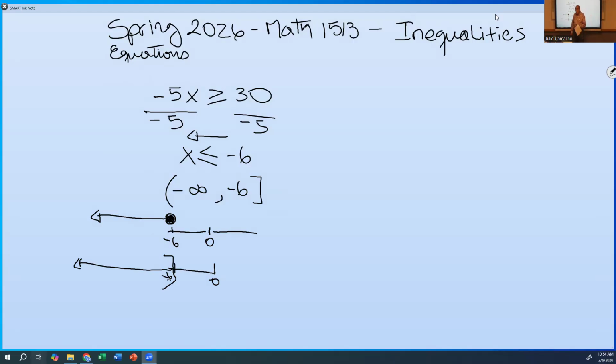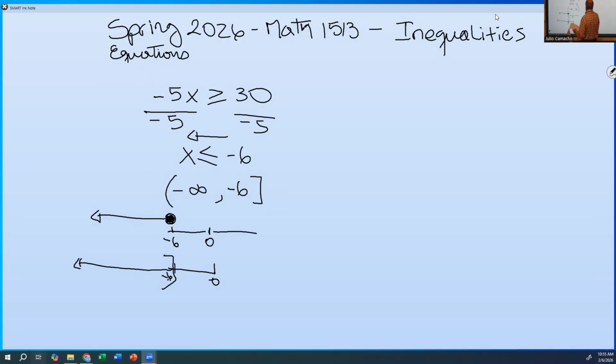If you need to give the answer, you have to put a bracket over -6, pointing to the left. That is the only thing you have to do, because this graph is saying all the values are equal to -6 or less than -6. Any questions?